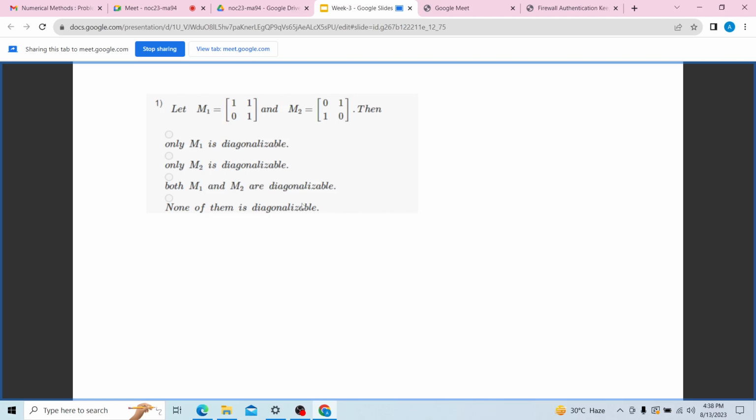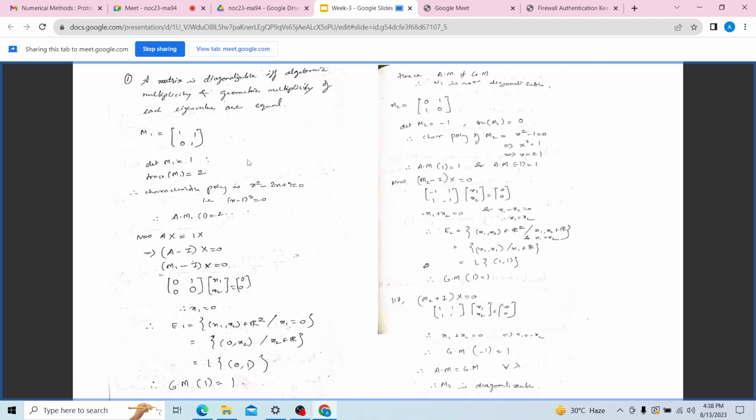To calculate which one is diagonalizable, you have to calculate the algebraic multiplicity and geometric multiplicity of each of its eigenvalues. If AM equals GM for all the eigenvalues, then that matrix is diagonalizable. Using that, you can find that M1 is not diagonalizable, whereas M2 is diagonalizable. So you have done it over here.